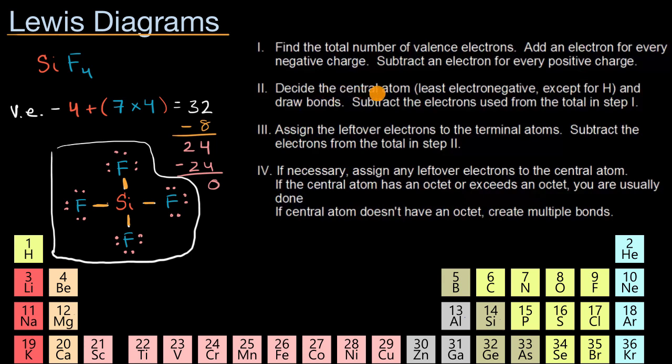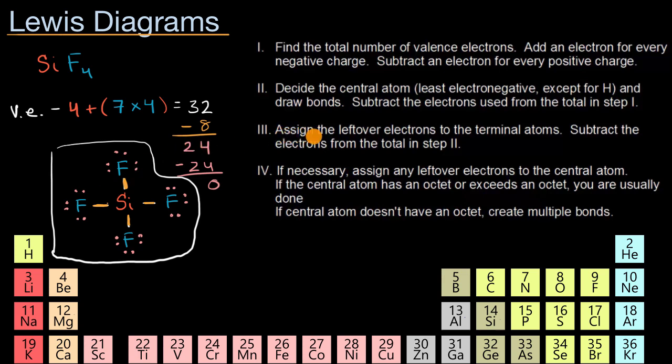Then it says decide the central atom, which should be the least electronegative except for hydrogen. That's why we picked silicon, because fluorine is the most electronegative atom. And then we drew the bonds. We saw that the bonds accounted for 8 electrons, and we subtracted those electrons from the total in step 1. And that's just to keep track of the number of valence electrons that we are accounting for. And then we had 24 left over.